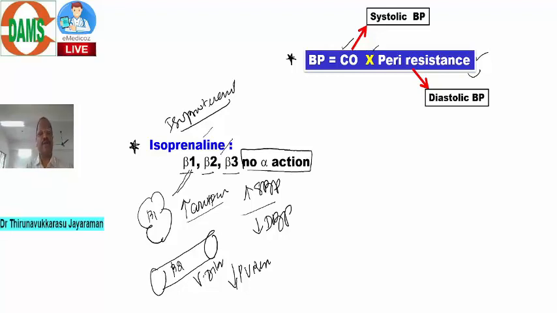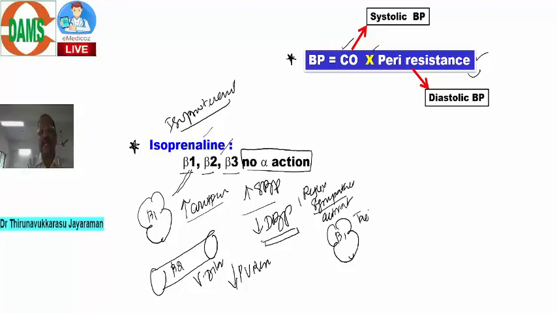Last one point, look here. Whenever there is a fall in diastolic BP, to compensate for the fall, there will be reflex sympathetic activation. When reflex sympathetic activation happens, in the heart we have the sympathetic receptor called beta 1. When beta 1 is activated, this may cause reflex tachycardia. So there will be an increase in heart rate also.